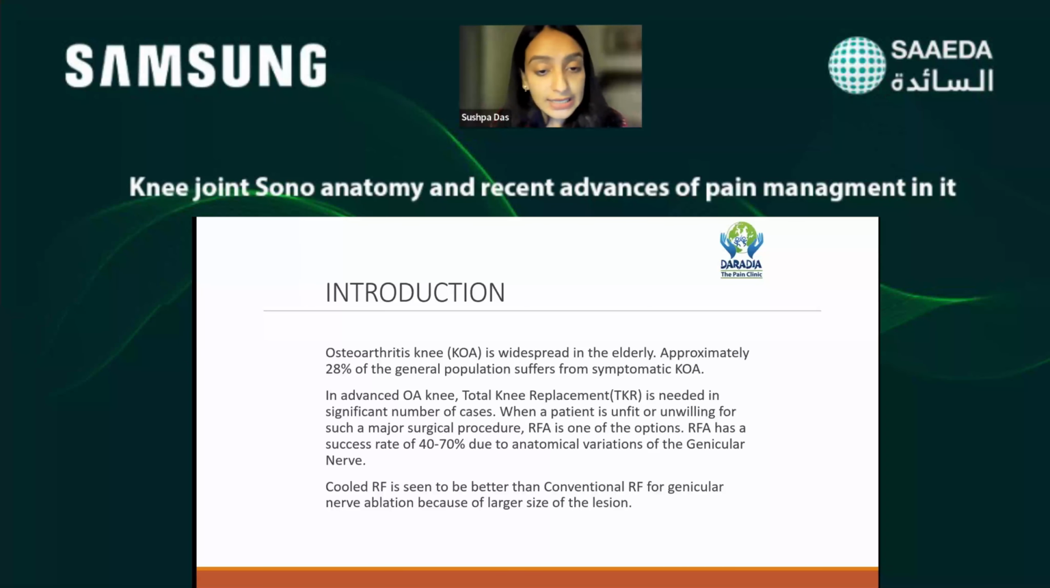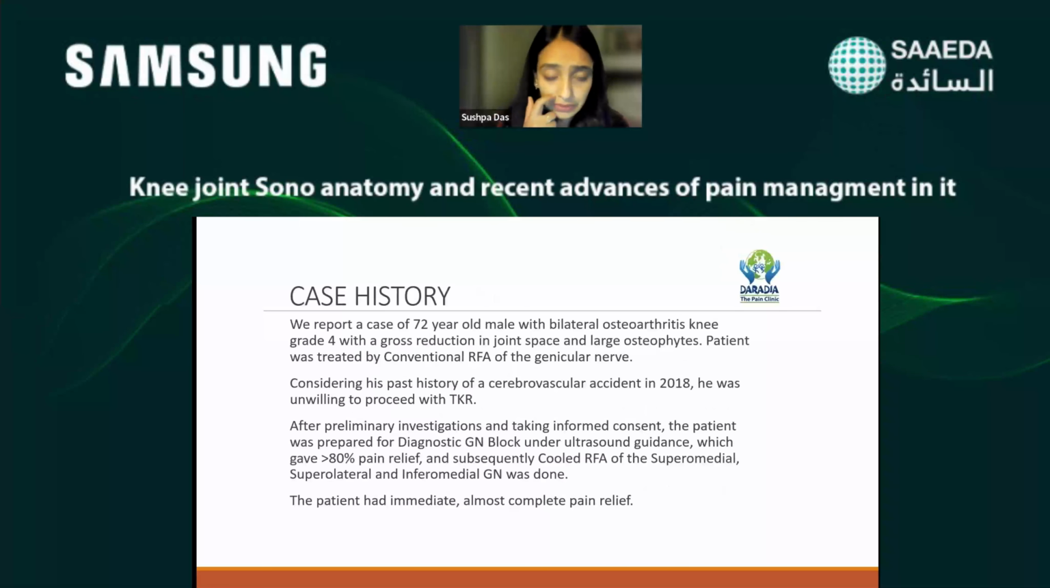And in advanced stages, like I said, in cases of grade 4 osteoarthritis, mostly the total knee replacement is the only choice that is left with the patient. So what we do is RFA. We started with a conventional RFA, and now with time the radio frequency ablation has improved. There are new advances, and there is cooled radio frequency, which helps create a larger lesion on the nerve. And therefore, if a larger lesion is created, then it gives a better chance of pain relief.